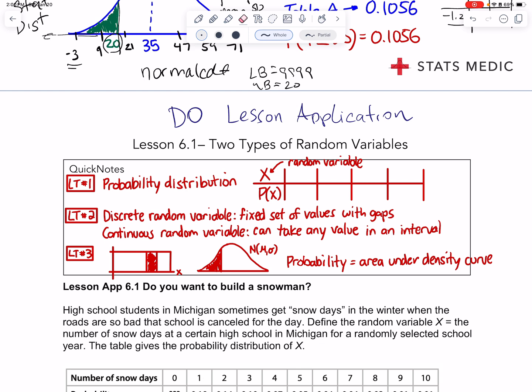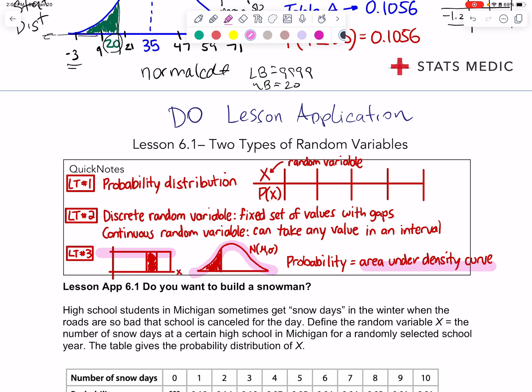Continuous, it's like the minutes, the time. There's no gaps. It takes on every single value. These here are probability distribution functions. This first one is a uniform function where it's always the same. And this one, of course, is a normal model.